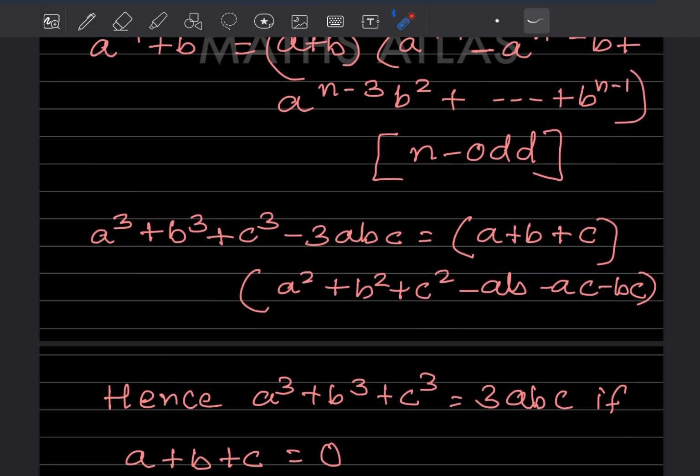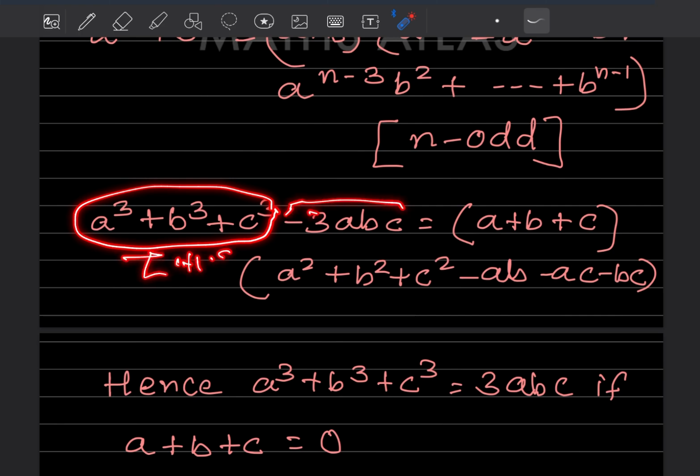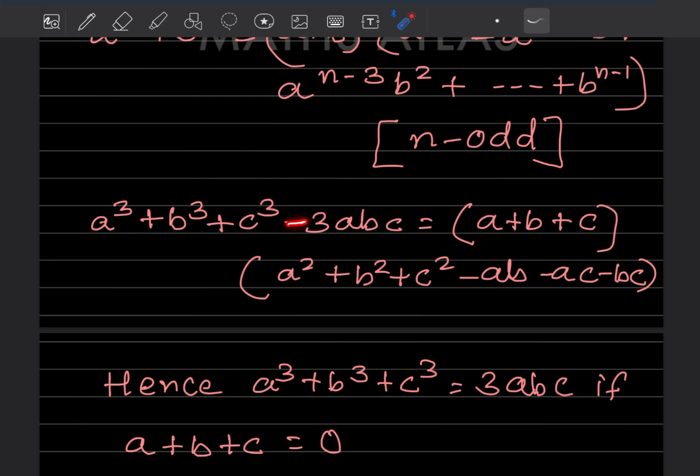Again, one more formula you need is a cube plus b cube plus c cube minus 3abc. What you can do here, a, b, c, you can just add a plus b plus c, and here a square plus b square plus c square minus ab minus ac minus bc. Or you can also do one thing: this a cube plus b cube plus c cube will be on the left hand side itself, and if you take this on the right hand side, that is going to be 3abc, because this is minus, but if you bring it to the right side, that minus becomes plus.